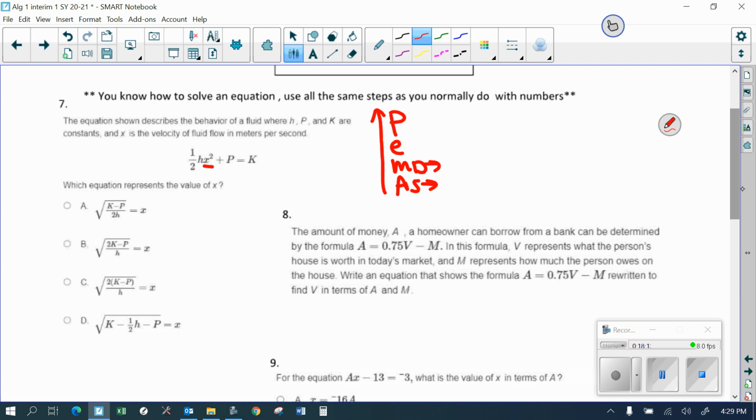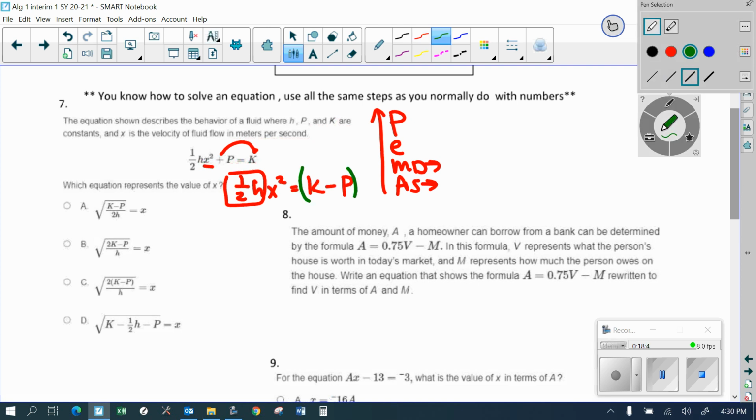So I add abstract across. First, subtract the p across. So now I'm at 1/2 h x squared equals k minus p, capital P. This is all multiplied together times x squared, so opposite multiplication is division. And dividing by 1/2 is the same as multiplying by 2.